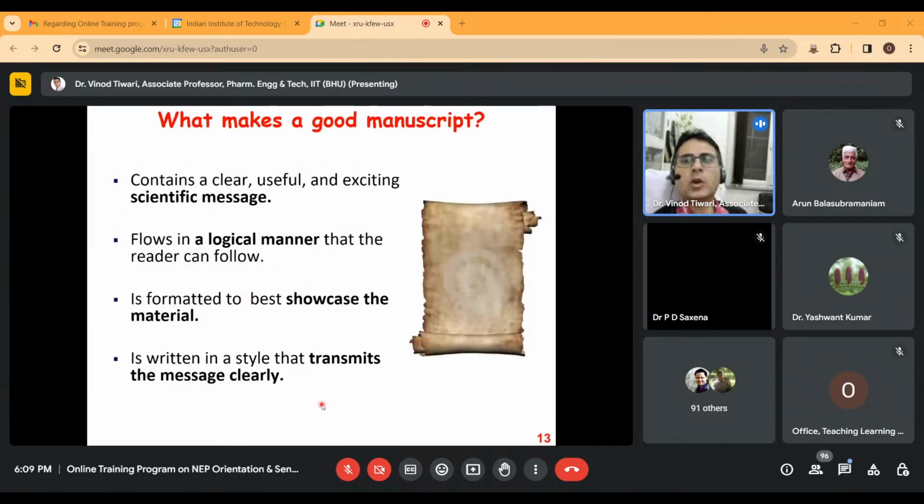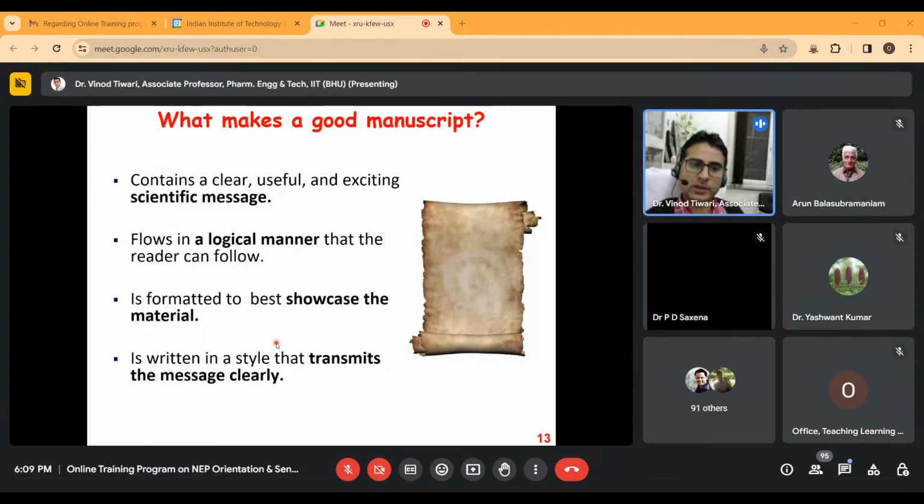Now, the question is, what makes a good manuscript? Why should you worry that your manuscript should be good? Sometimes we are just trying to publish as quickly as possible, and we pay less attention to what we have actually written. So be very, very careful what you are writing, and make very sure what you are communicating to the journals. Okay, so your manuscript should contain a clear, useful, and exciting scientific message, which is presented in a very good flow in a logical manner that the reader can follow once they read your manuscript.